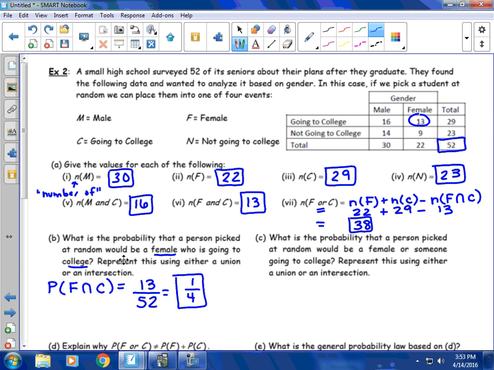Part C. What's the probability that a person picked at random would be a female or someone going to college? Now this is the probability of F union C. That's tricky. You could take your 38 number from right above and say it's 38 out of a total of 52, which comes out to be 19 out of 26. That's our final answer.